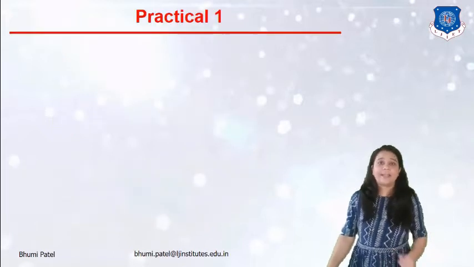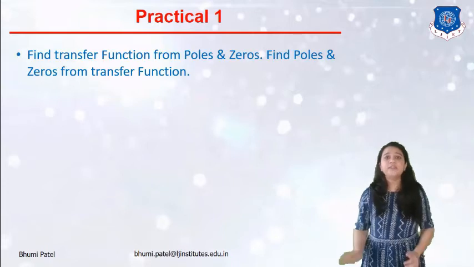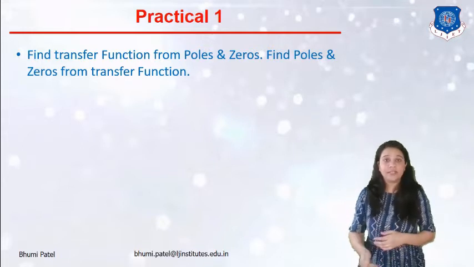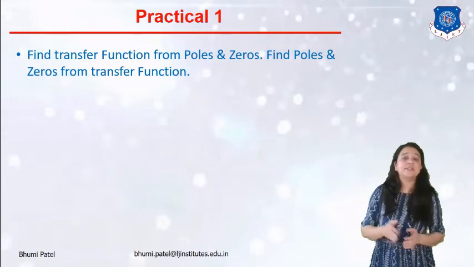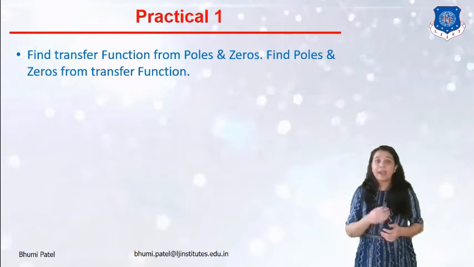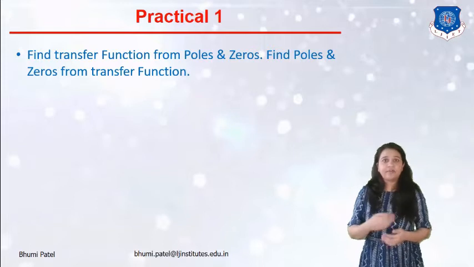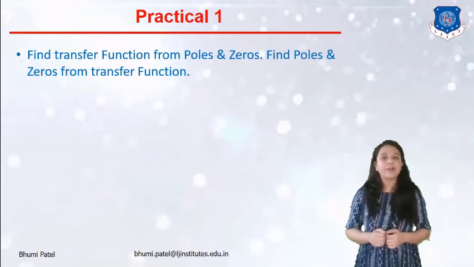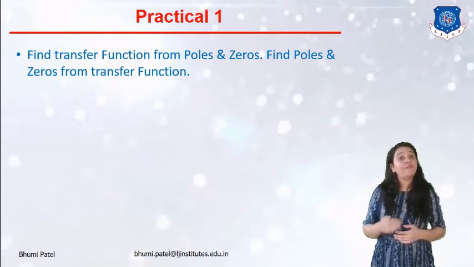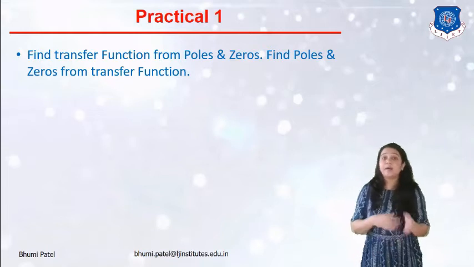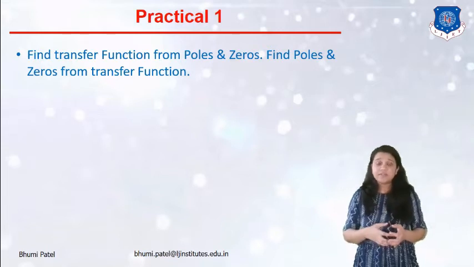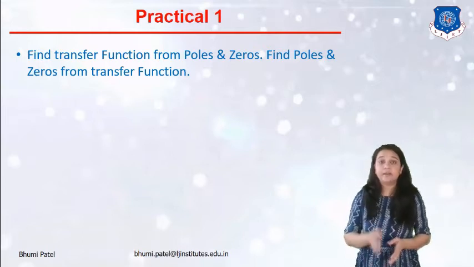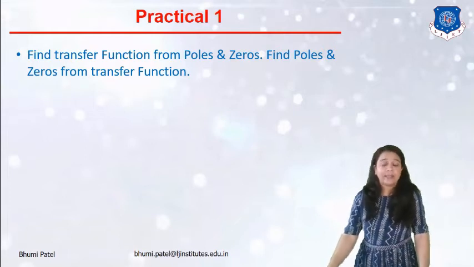So first of all, practical number 1. In this practical, we have to find the transfer function from the pole sign 0. That means the value of the pole sign 0 is given in the system, and then we have to find the transfer function using the MATLAB command. And next, we have to find the value of the pole sign 0 from the transfer function. In some cases, suppose the transfer function is given and we have to find the pole sign 0 practically. That time we have to use MATLAB tools.